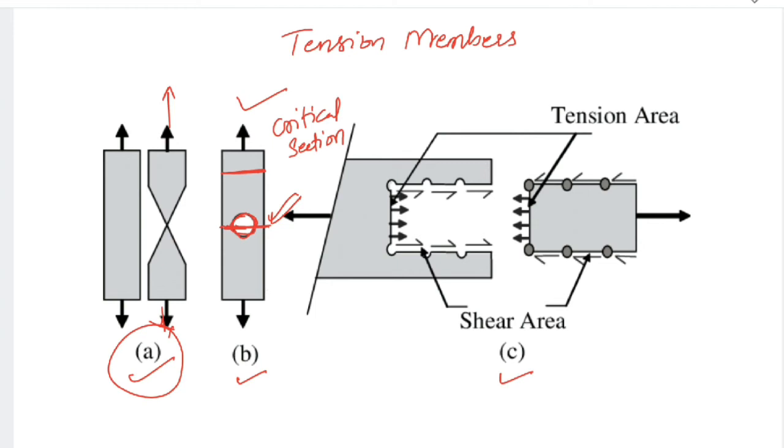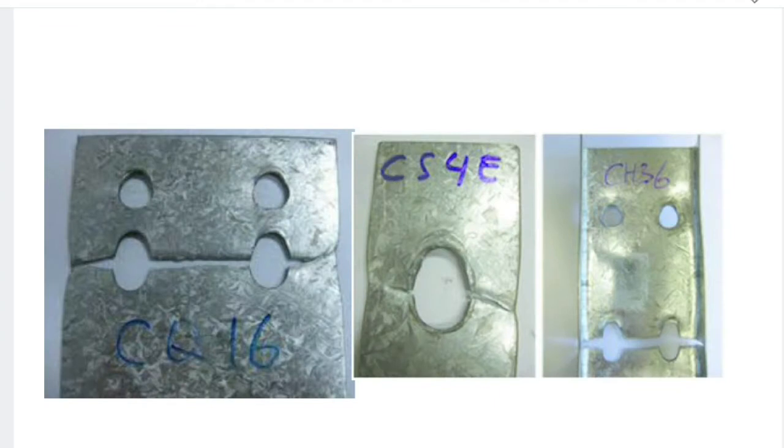So whenever you apply a force, the first, if it's safe under yielding, it may fail at the critical section itself. Okay, so this is the second type of failure. Here you can see, on this member they may have applied the force in this direction, so this member has failed at this position, that is where the bolt holes are made. Under the applied force, the member has failed along the line of bolt.